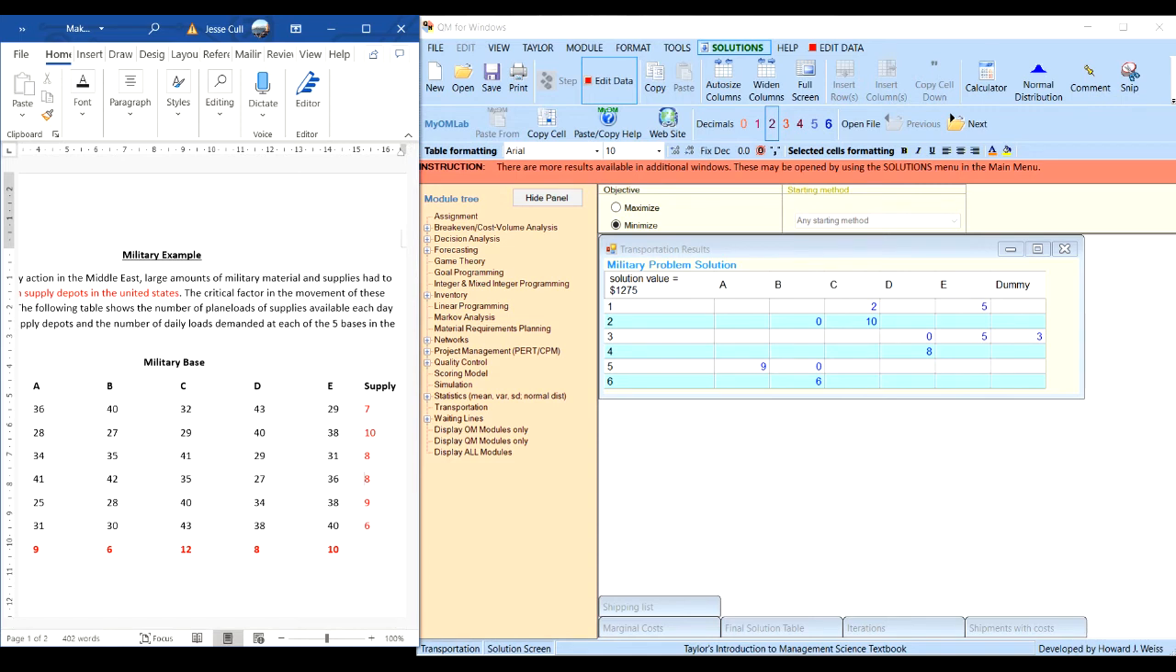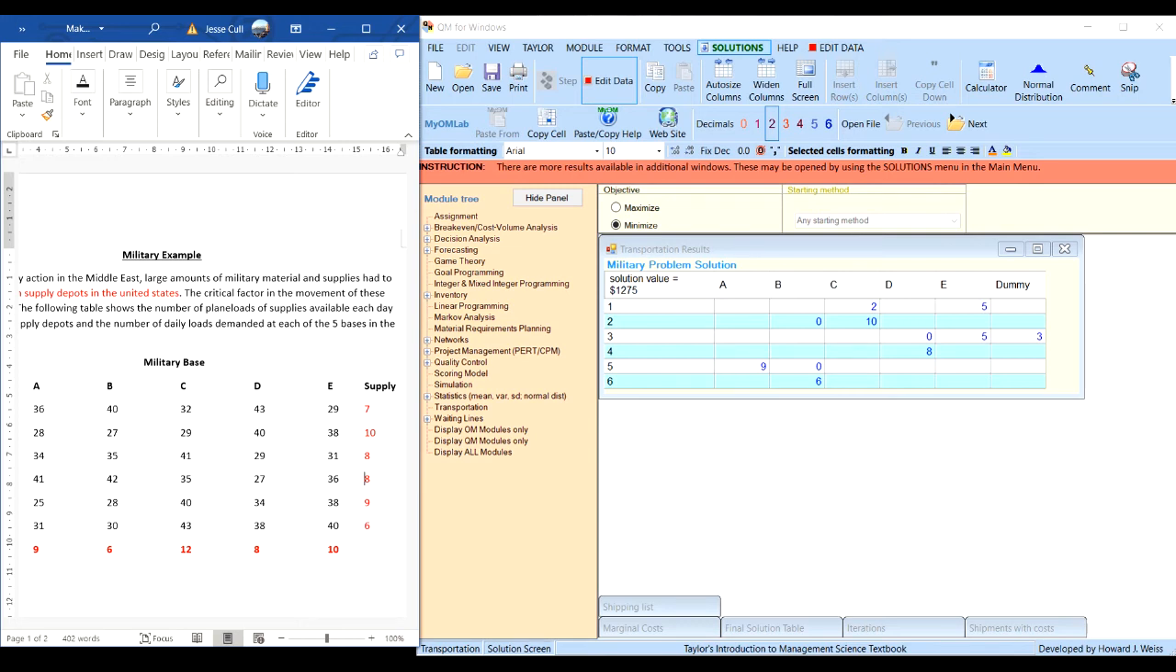Did we fulfill all the requirements? A was 9, A 9. B6, B6, C12, C12, D8, D8, E10, E10. So this information shows us that we're probably correct. It looks like it's 1,275 hours to reach all of these supplies in the Middle East.